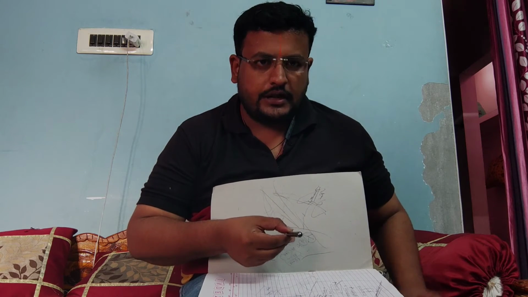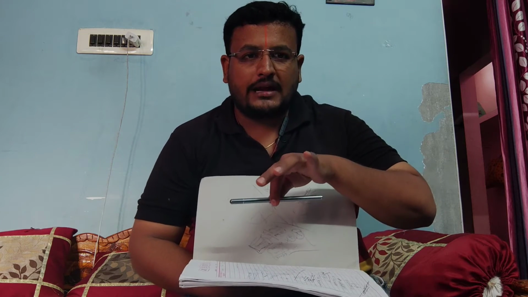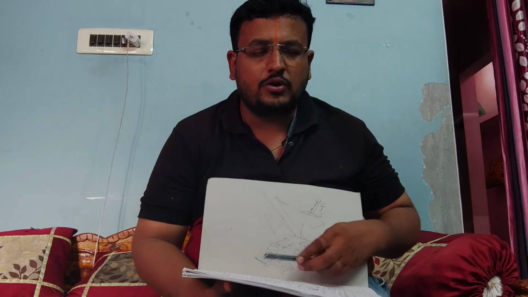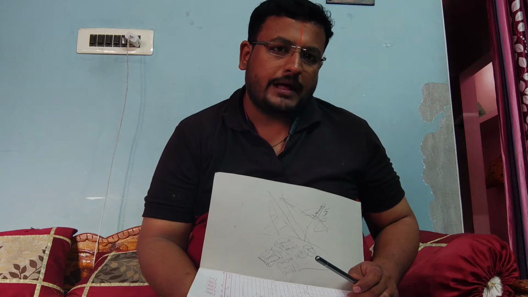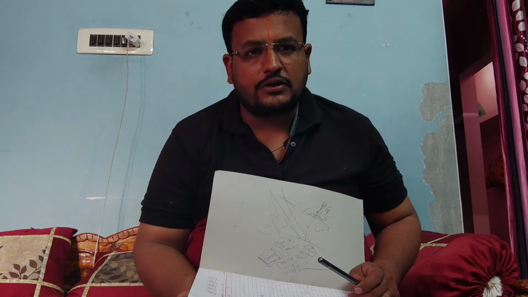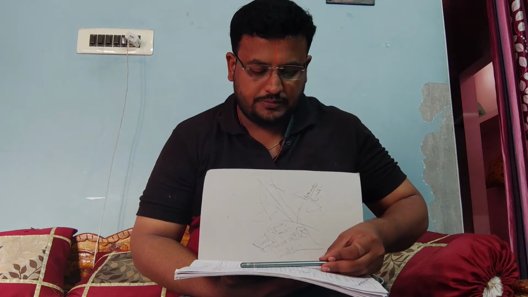Now let us see the third position of the line, whenever the line is assumed to be parallel to both the planes. That means the same line will be parallel to HP and also parallel to VP. Its position will be like this. The line is parallel to both the planes.